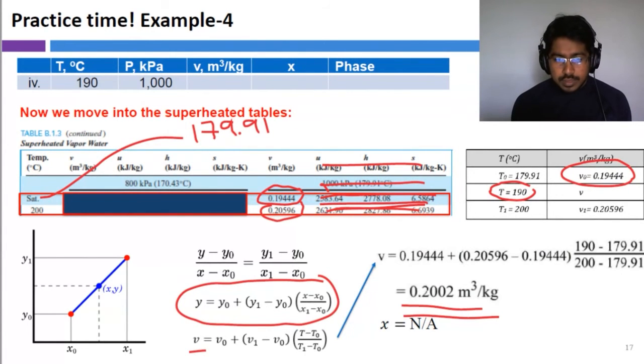Please try to solve this one together with the class. Take 2-3 minutes and see if you have any questions. This is very important. In this part, you learned how to use superheated tables and at the same time how to do interpolation for unknown values, to determine the values not provided in the table.